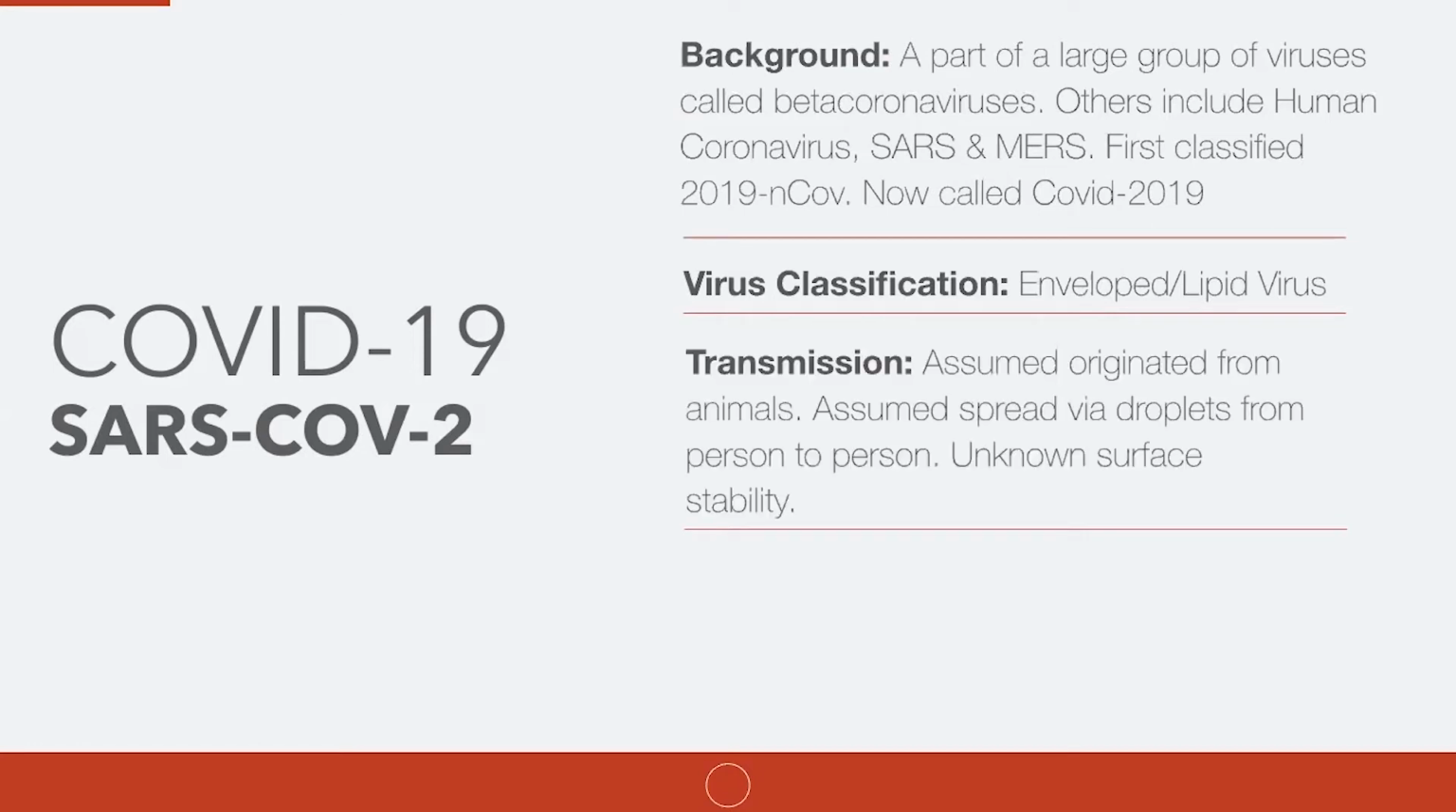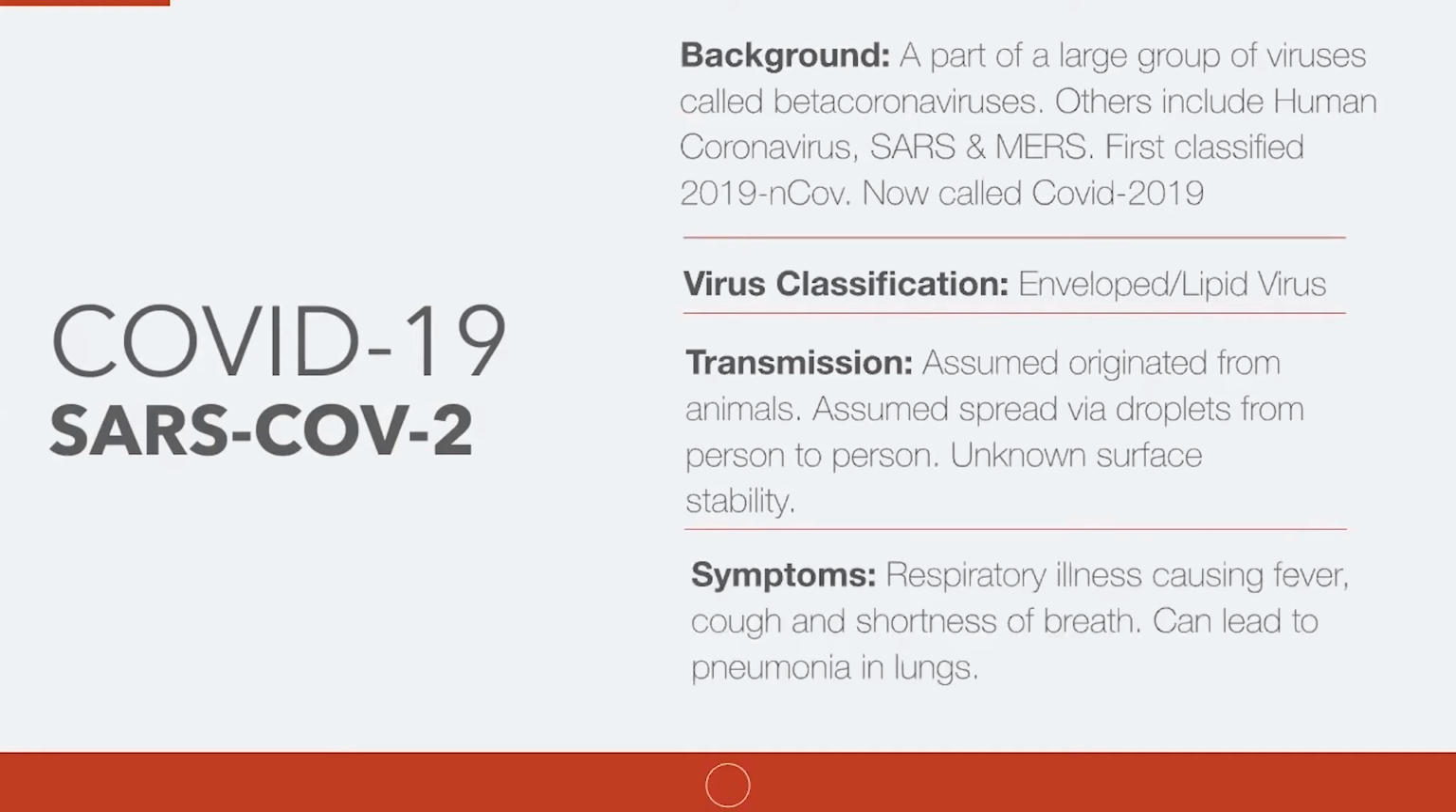It is transmitted through droplet, as we mentioned, and it can exist on hard surfaces for a period of time, which makes proper disinfectant very important. Just like other beta coronaviruses, COVID-19 does cause respiratory illness. It does cause fever, shortness of breath, and the biggest issue is that it can lead to pneumonia in the lungs, which can be very deadly.